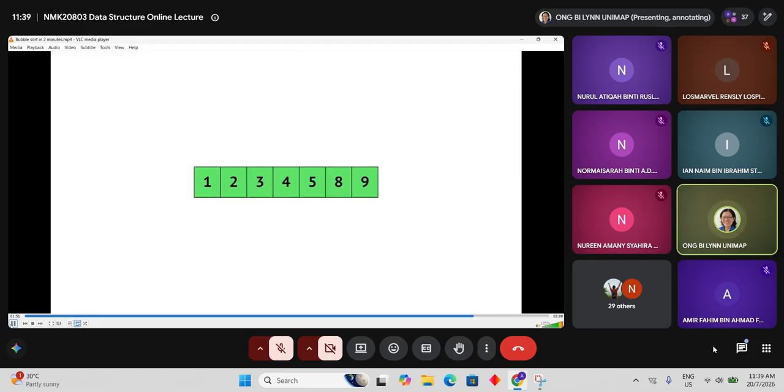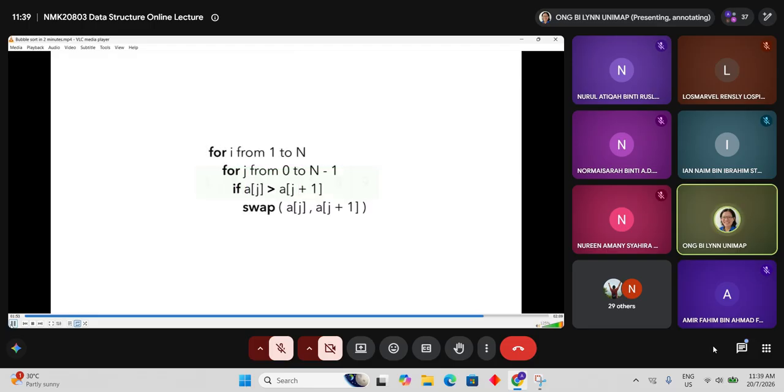We're done. Our array is sorted. Here's the pseudocode for bubble sort.